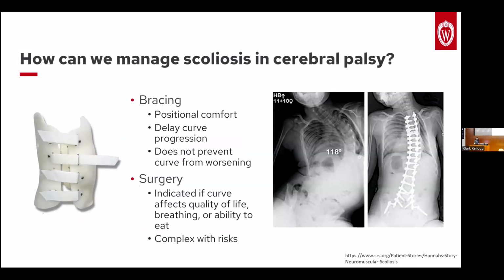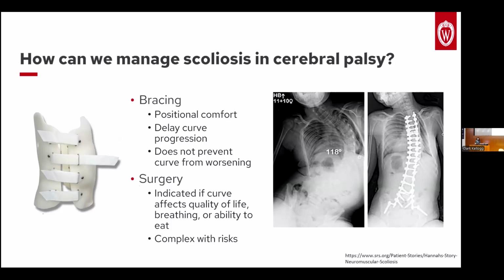So how can we manage scoliosis and cerebral palsy? Bracing does not prevent the curve from worsening, but it can improve quality of life by improving the patient's position. So if their curve is flexible, a brace can at least help them sit more comfortably. It can also sometimes delay curve progression, although that's a very mild effect, I would say. Bracing, unfortunately, does not really delay curve progression that much, but it can help a little bit.